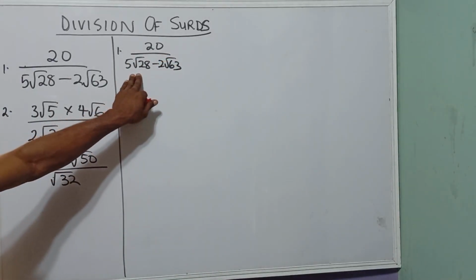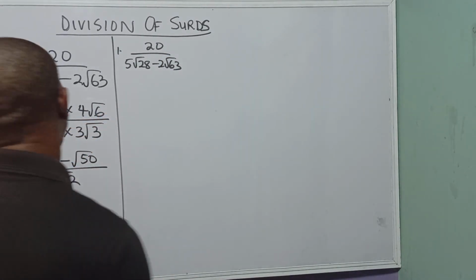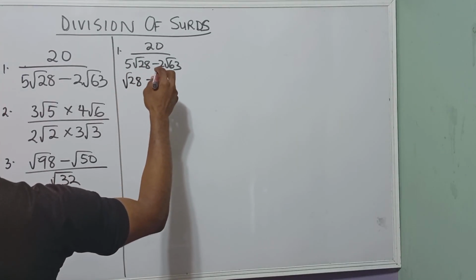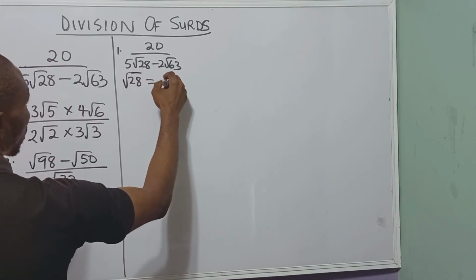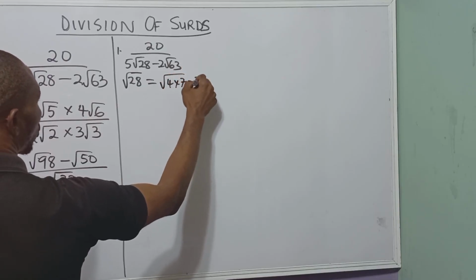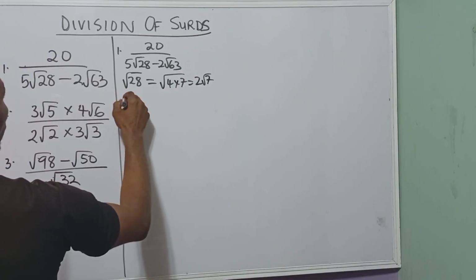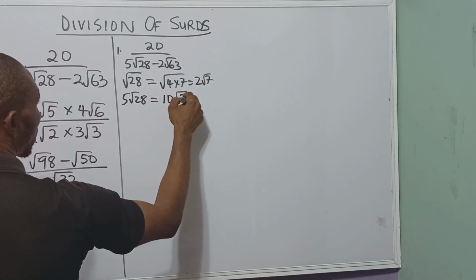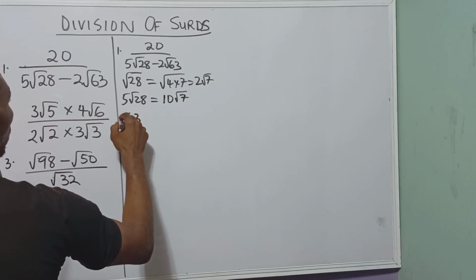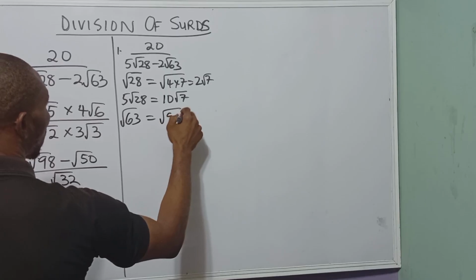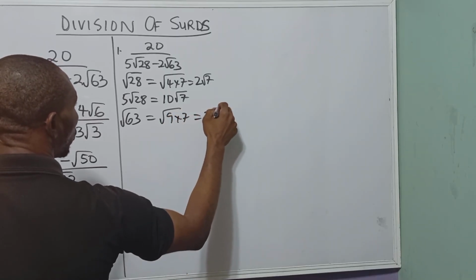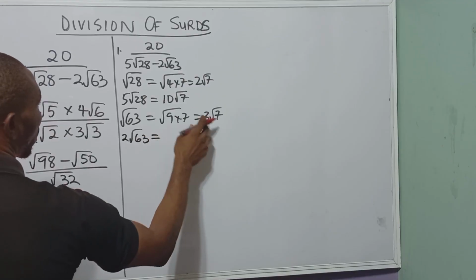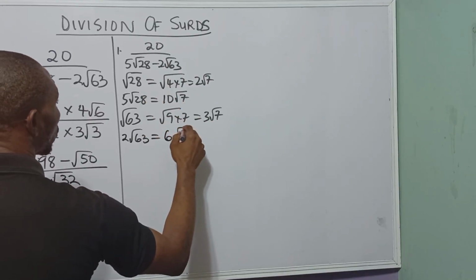First, we are going to break down 28 and 63 to their simplest form. Now, root 28 would give us what? That's 4 times 7 will give us 28, which is 2 root 7. So now 5 root 28 would be 2 times 5, 10 root 7. And root 63 would be root 9 times 7, which gives us 3 root 7. So 2 root 63 would give us 3 times 2 would be 6 root 7.